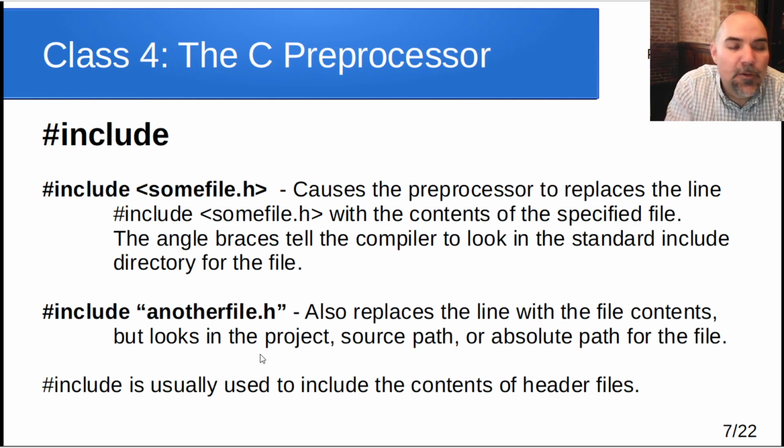And even though you can include any file, it's usually used to include the contents of header files. And header files contain defined types, defined constants, and function prototypes, which are kind of like the call signature of a function that tells how many parameters, what the types are, and what types it returns.